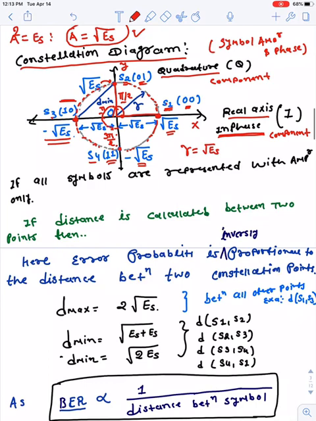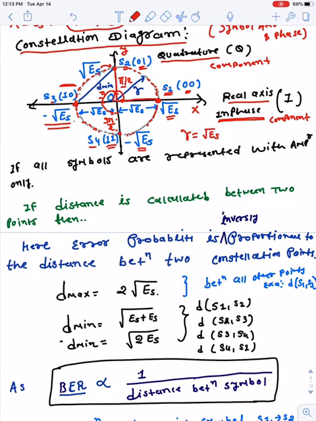One can note this point: QPSK has four different symbols, which can be represented with the same magnitude but different phases. Now we will find the distance between two symbols. If you find the distance between two neighboring symbols, we have four combinations of neighboring symbols. S1 and S2 are considered neighboring symbols, S2 and S3 also, and S3 and S4, and S4 and S1. Between these neighboring symbols, if you find the minimum distance, this distance is known as the minimum distance.